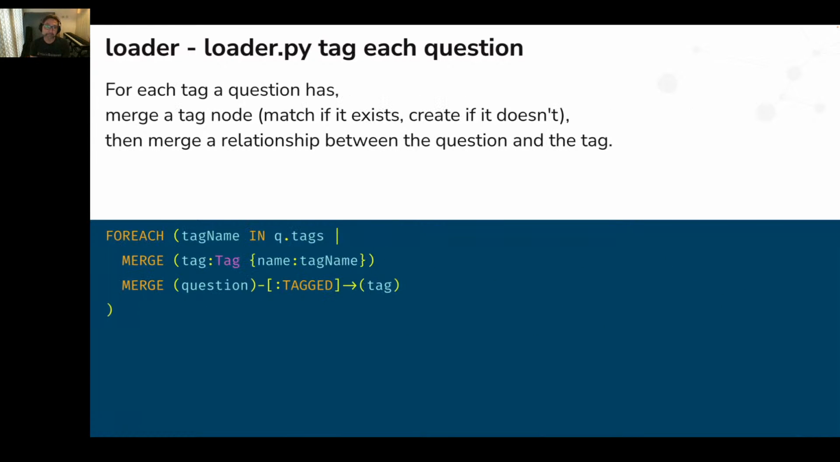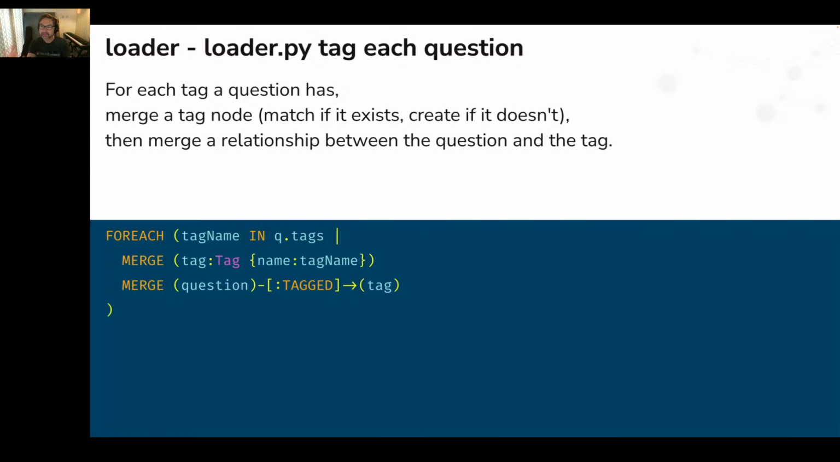The next part then, so we've got a bunch of questions that we've already created, and for each of the tags that a question might have, we're going to run through a little for each loop, which is kind of nice, right? So if you look through this, that first line there where you see the for each, for every tag name that's in the tags from the question.